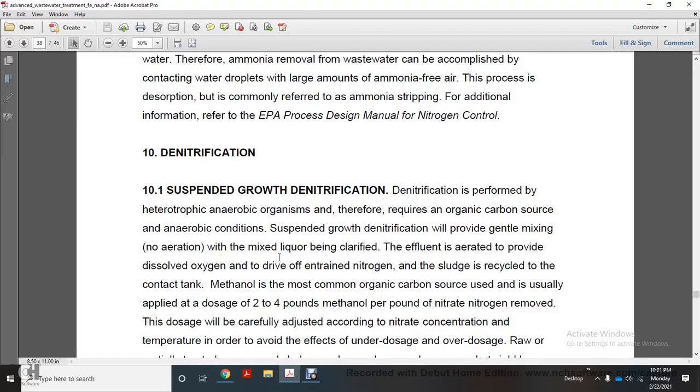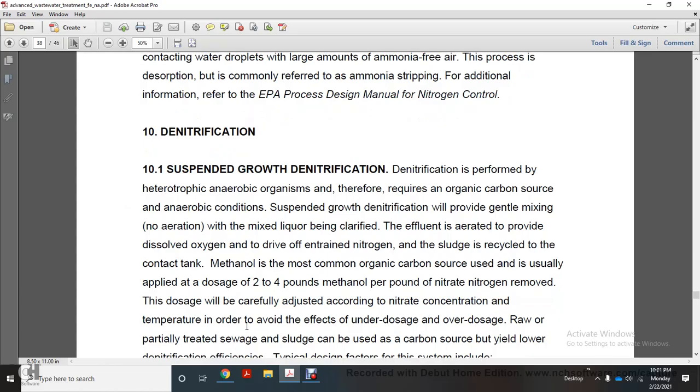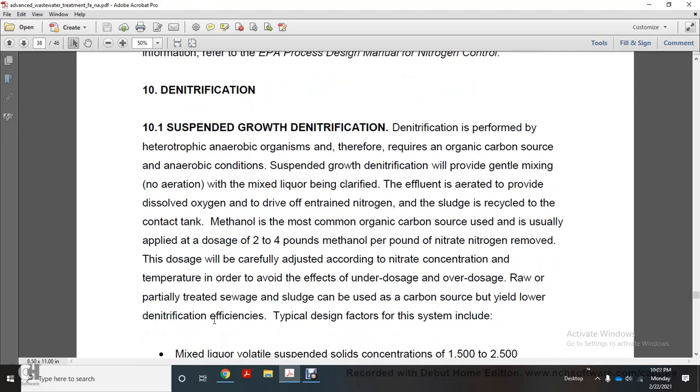Alright, methanol is the most common organic carbon source used and is usually applied in doses of 2 to 4 pounds of methanol per pound of nitrogen removed. The dose should be carefully adjusted according to nitrate concentration and temperature in order to avoid underdosage and overdosage. Raw or partially treated sewage and sludge can be used as the carbon source but yield lower denitrification efficiency.